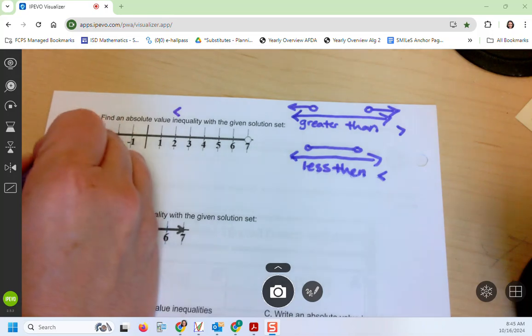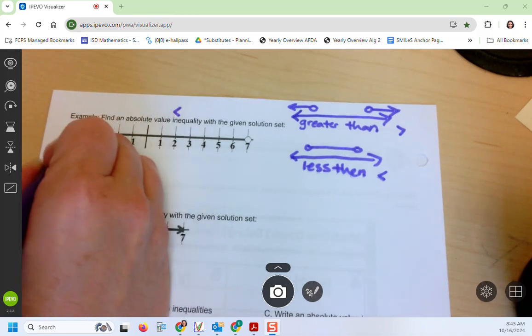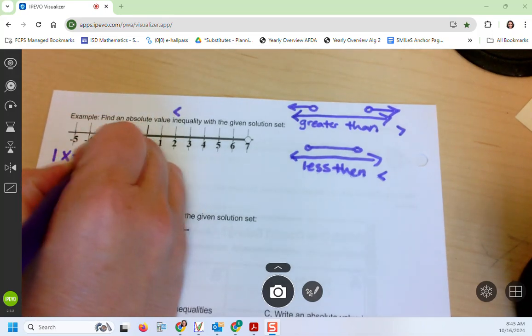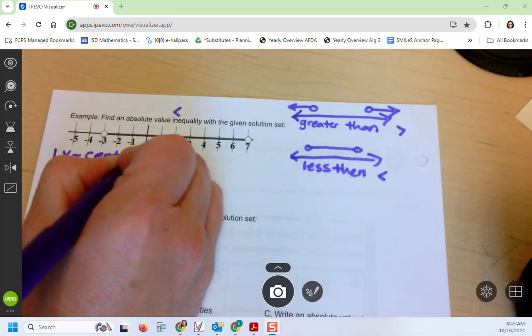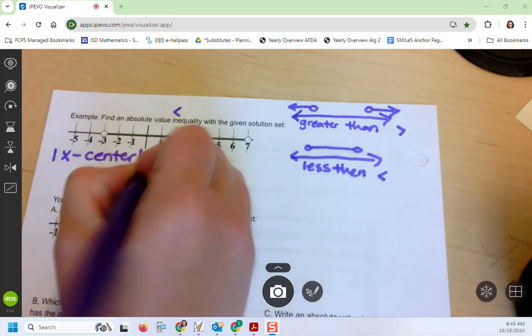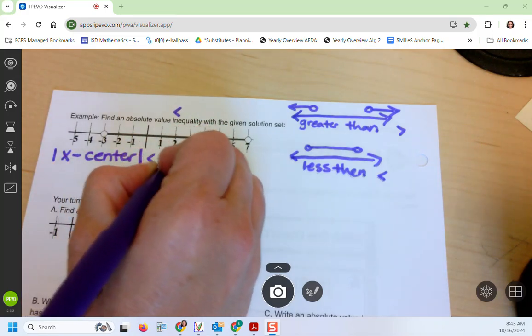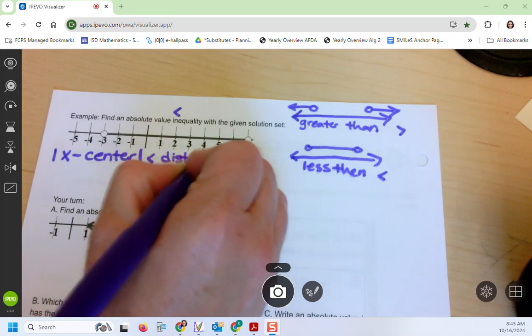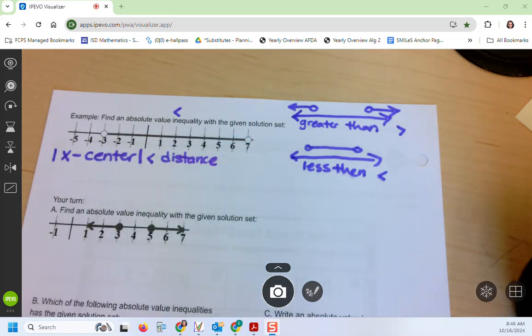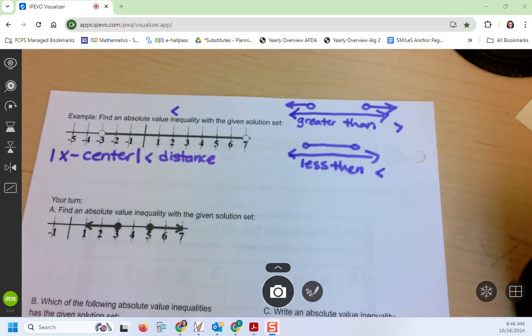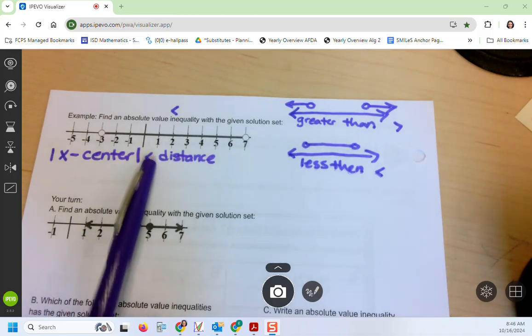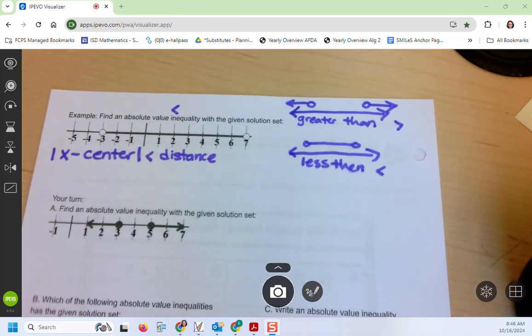So we're going to be doing absolute value of x minus the center is less than the distance from the center. So you still need to find the center and the distance. So go ahead and do that. And the only thing that's changed is that instead of equals, we have a less than right there. Okay?